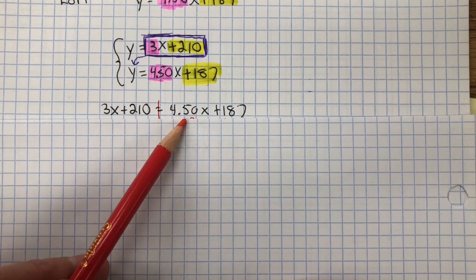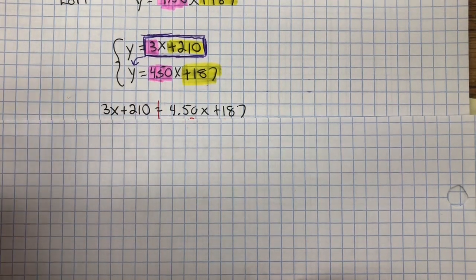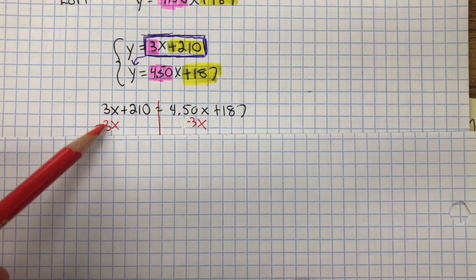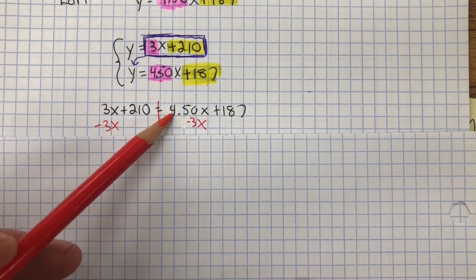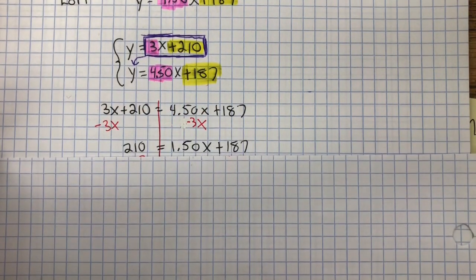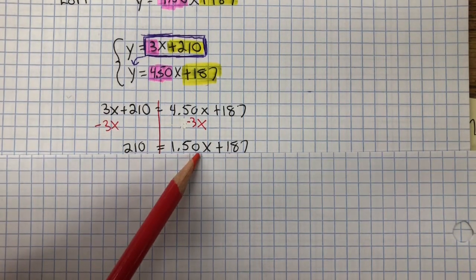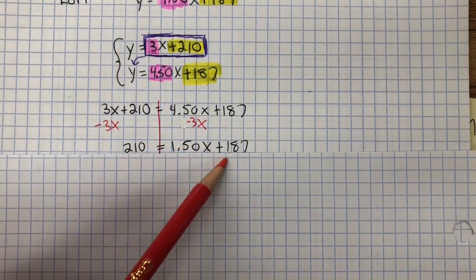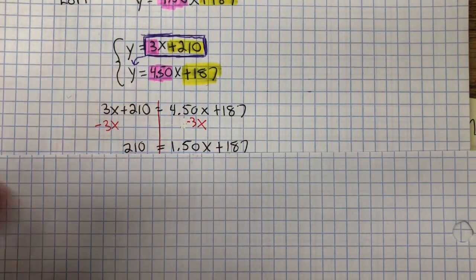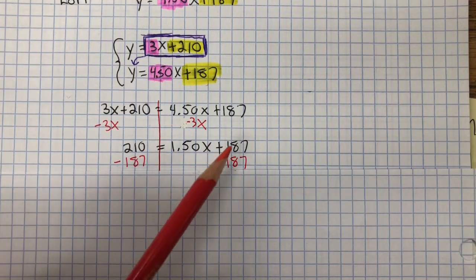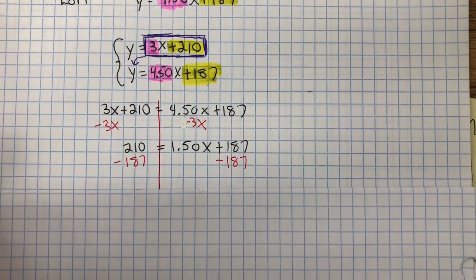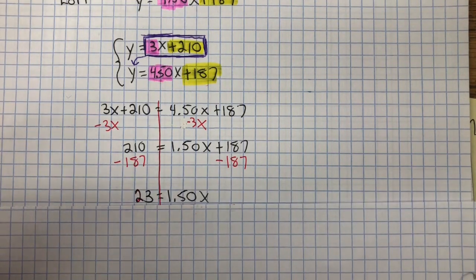A higher value of x is on the right, so we're going to subtract 3x from both sides. Inverse property of addition and subtraction, 0 pair. And now we have $4.50x minus 3x is $1.50x. Now we're going to subtract 187 from both sides. Inverse property of addition is subtraction. Created a 0 pair. 210 minus 187 equals 23.